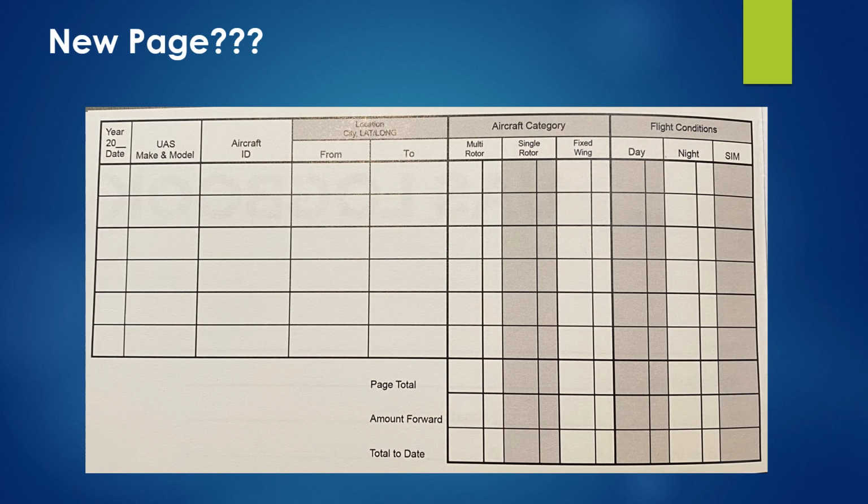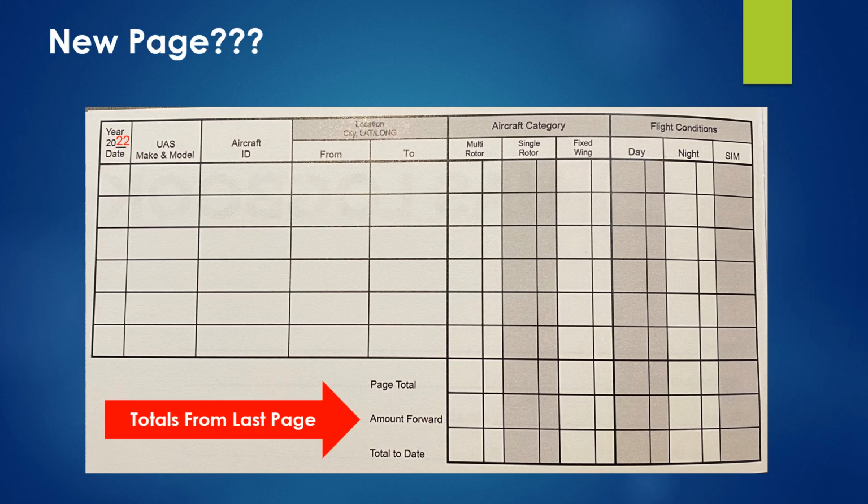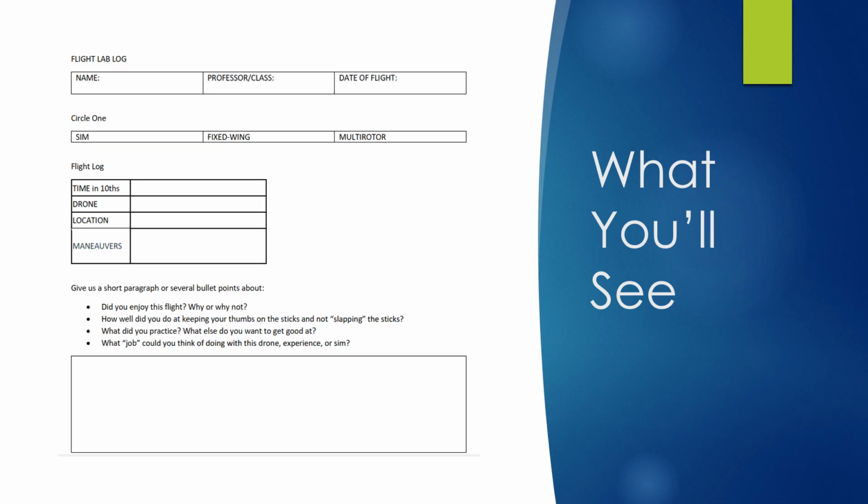So in the new page, what you're going to do is, obviously you've got your year, but you want to take the totals from the last page and put them on amount forward from the previous page. And then you'll actually go through and fill it out with the amount forwarded part. But we don't want you guys to worry about that in UAS 1010. This is actually all you're going to see in UAS 1010.